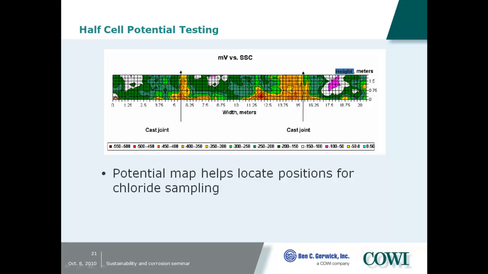This is an example of a mapping with half-cell potentials. It's from a bridge abutment, and you have a cast joint here. The more negative your potentials, the higher the risk of corrosion. However, very low negative potential can also be areas where you do not have a lot of oxygen. So that's also a reason why you should calibrate your results.